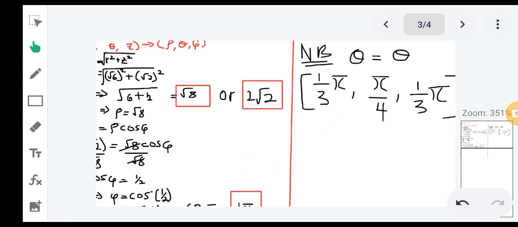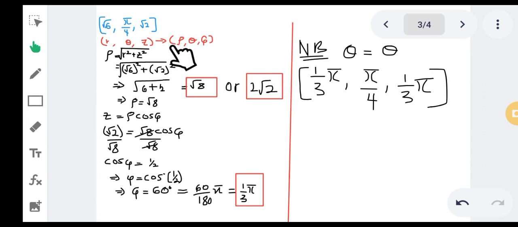Then what's next? You are done, because you know your rho, you know your phi, and theta is the same, which is pi on 4. So you just represent it like this: root 8, comma, pi over 4, comma, 1 over 3 pi.